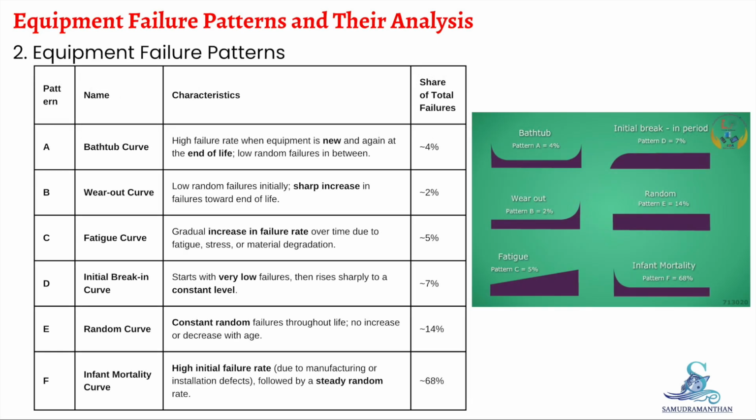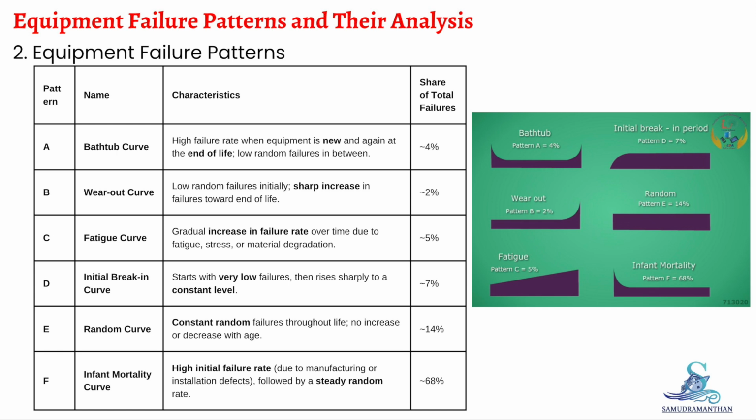Now, equipment failures don't occur at random. They tend to follow certain identifiable patterns over their lifespan. There are six major failure patterns labeled A to F, and each one describes a different type of failure behavior. Let's go through each one of them one by one.